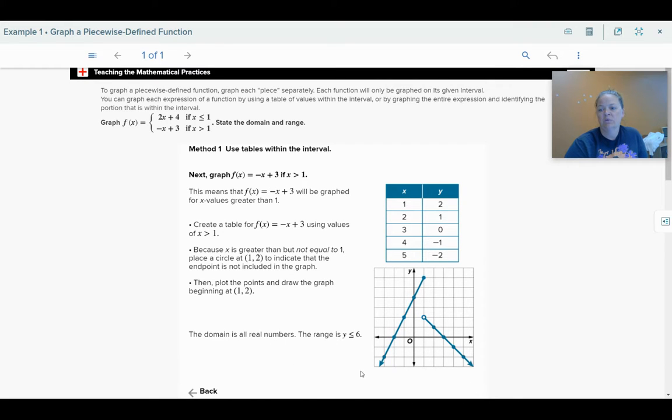So the domain is going to be all real numbers overall. The range is y less than or equal to 6. So it never goes higher than 6.